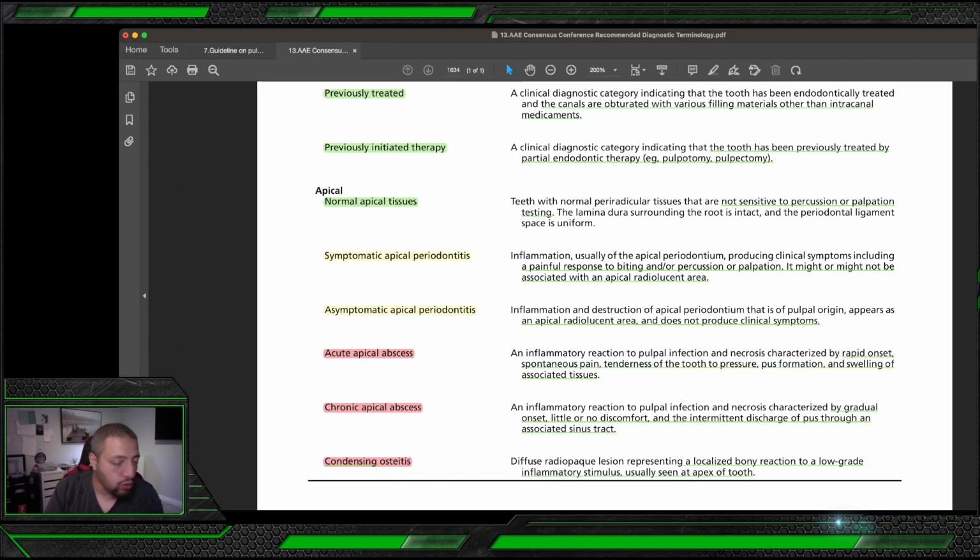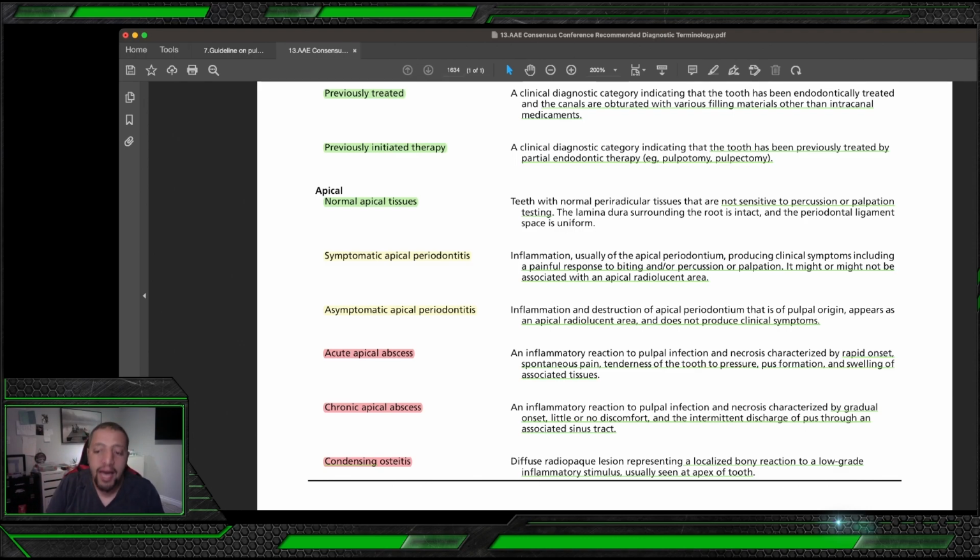And then if the patient didn't go to the dentist and the issues escalate more and more, and the pulp became dead and the pulp necroses. This necrosis of the pulp can lead to acute apical abscess or chronic apical abscess, depending on the patient's defense mechanism and the infection he has before. It's multifactorial, but the key point here, acute apical abscess will have rapid onset, spontaneous pain, tenderness of the tooth to pressure, pus formation, and swelling of associated tissues. So it's a story building up. Rapid onset, spontaneous pain, and then facial swelling, or at least buccal swelling.